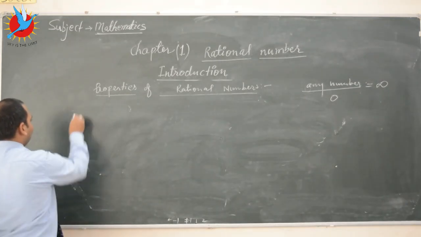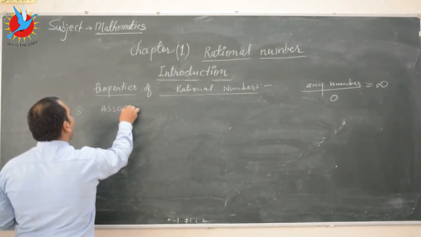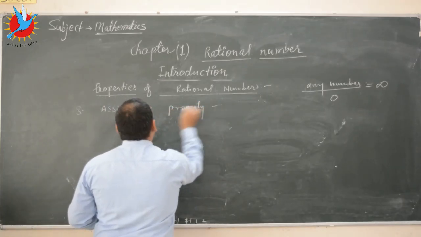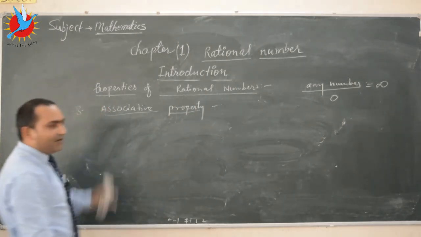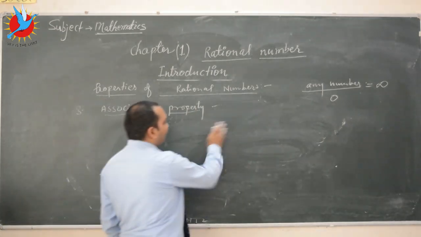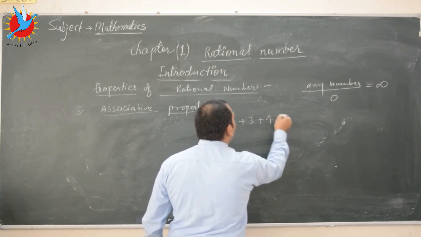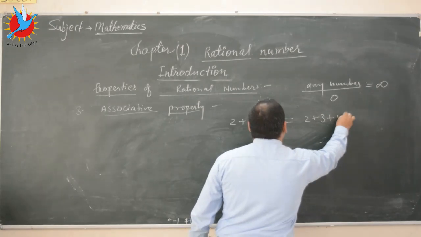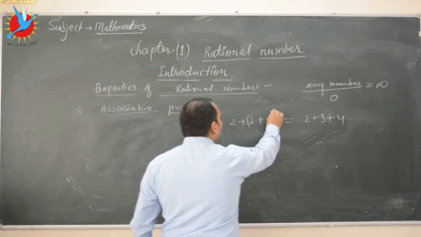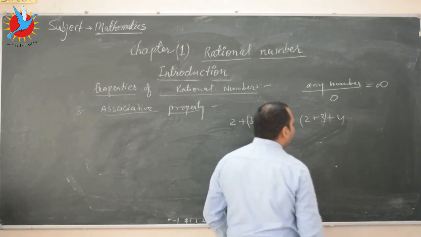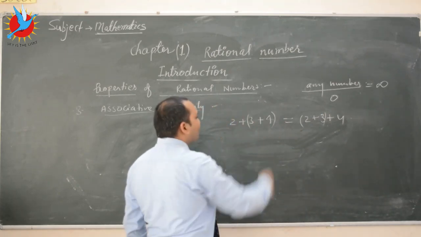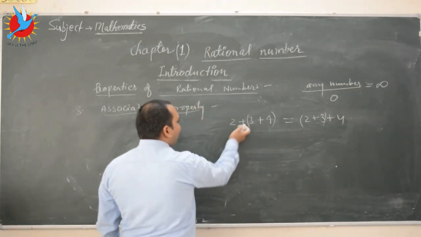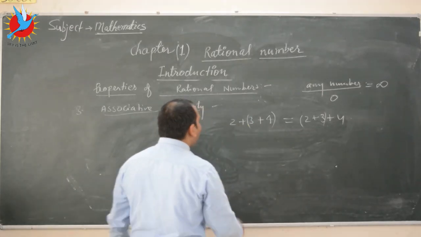Next, third one, associative property. So what is associative property? If we take any three numbers, consider 2 plus 3 plus 4, and on the other side also 2 plus 3 plus 4, and we take the last two in a group, and here we take the first two in a group, so it also satisfies this, this is called the associative property. We check whether addition satisfies the associative property or not.